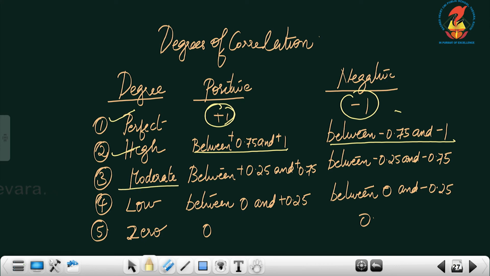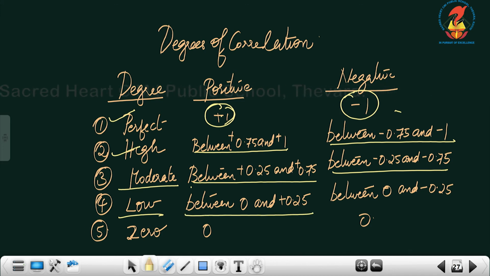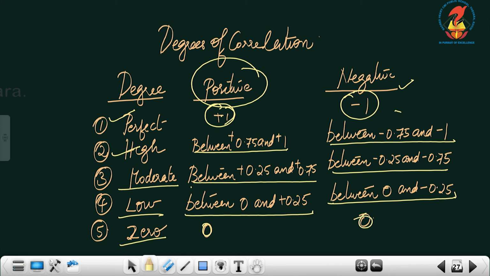Okay. Next is moderate. Moderate lies between 0.25 and 0.75. So, how will you write it for positive? Between positive 0.25 and positive 0.75. When we write it in a negative aspect, between minus 0.25 and minus 0.75. Next is low, that is between 0 and 0.25, positive 0.25 when we write it in positive perspective. Then next is between 0.0 and minus 0.25 for negative. Last one is 0, that remains to be 0 on both the sides.